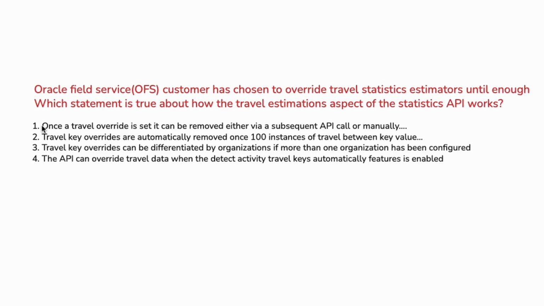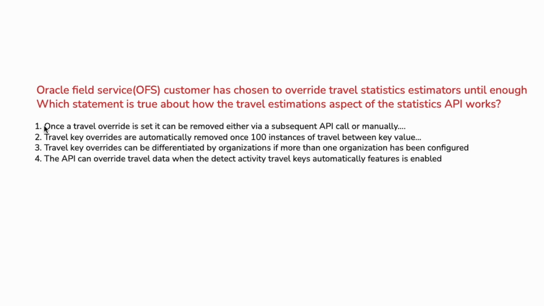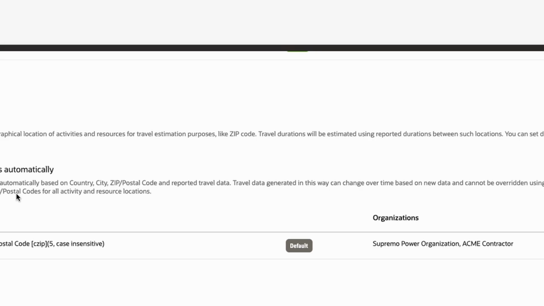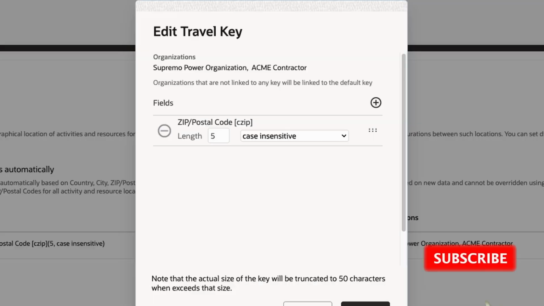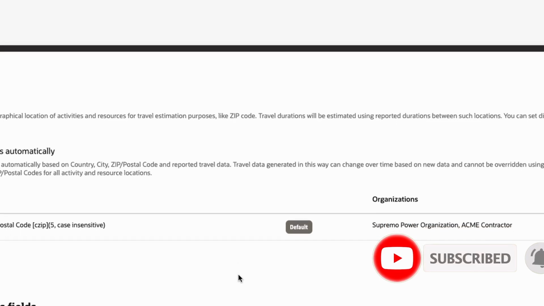Second, travel key overrides are automatically removed once 100 instances of travel. This is incorrect. I mean, it is not like that. Third, travel key overrides can be differentiated by organization. This is also incorrect. It will not be differentiated by organization. It will be one for each instance. Let me show you. So here you can see this is travel key. There is no organization in travel key.